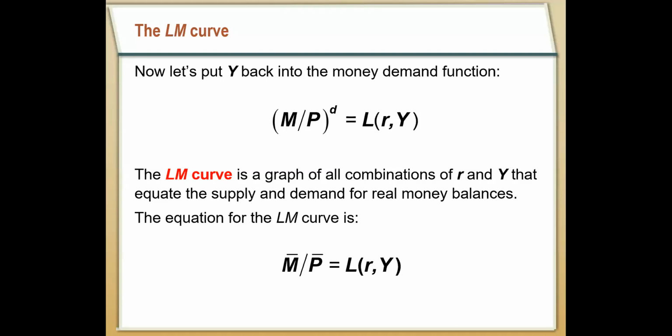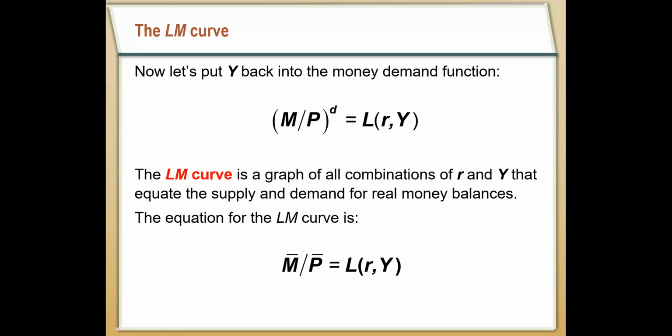Hey everyone. So in the last video, we introduced the concept of liquidity preference, and we showed how changes in monetary policy can influence the interest rate. Basically, the Fed increases and decreases the money supply to change the interest rate. So to get from the theory of liquidity preference to the LM curve, all we have to do is add income back into the money demand function.